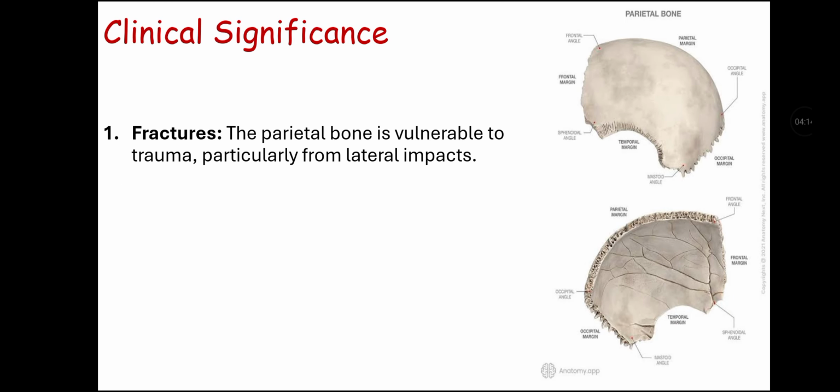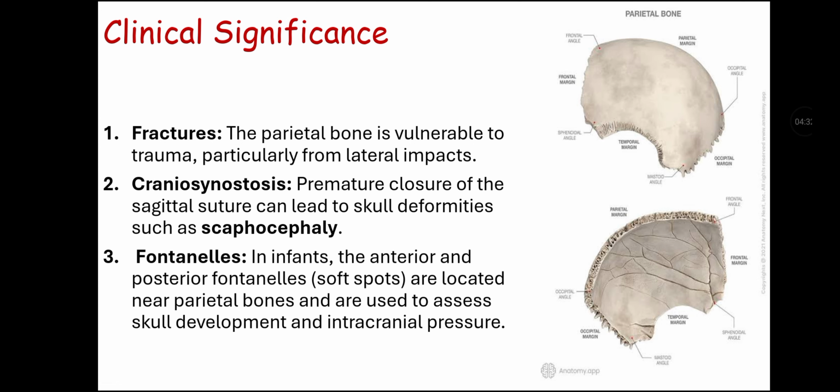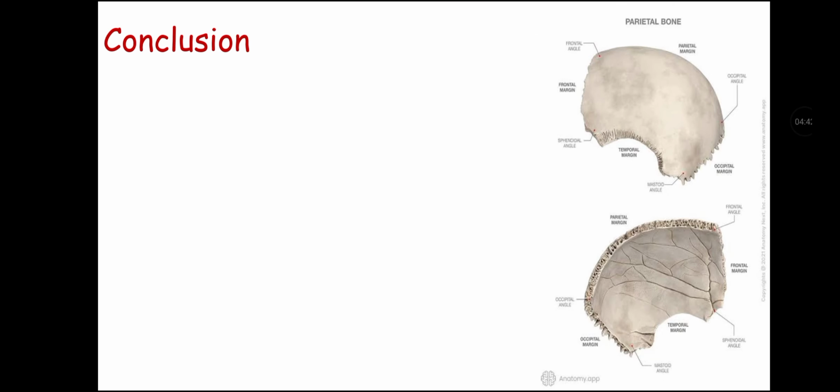Clinical significance. First is fracture. The parietal bone is vulnerable to trauma, particularly from lateral impacts. The second significance is craniosynostosis, the premature closure of the sagittal suture, which can lead to skull deformities such as scaphocephaly. The third significance is fontanelles. In infants, the anterior and posterior fontanelles are soft spots located near the parietal bones and are used to assess skull development and intracranial pressure.